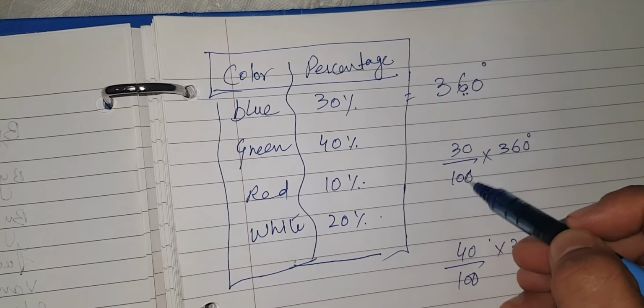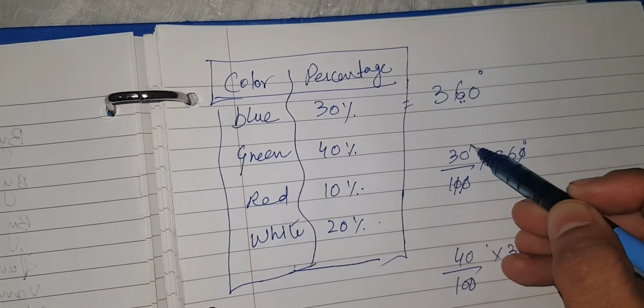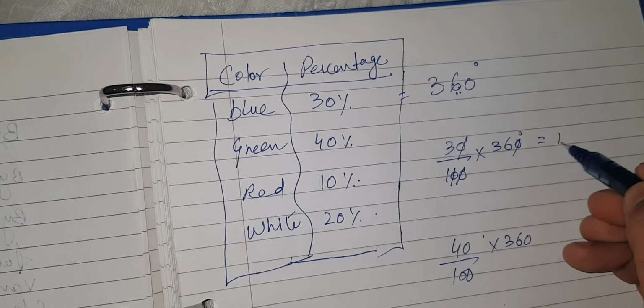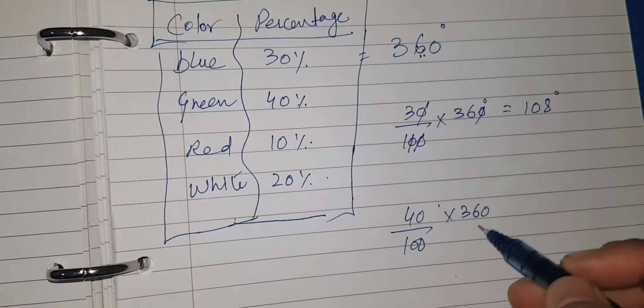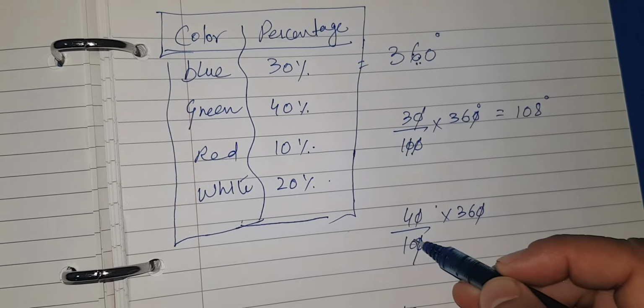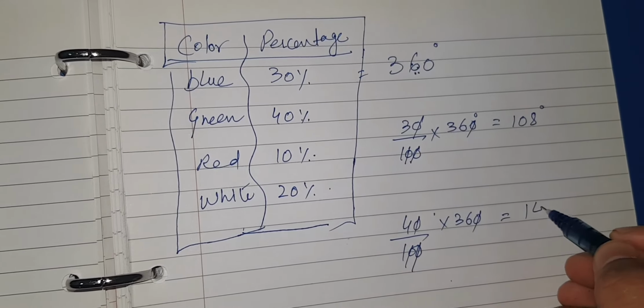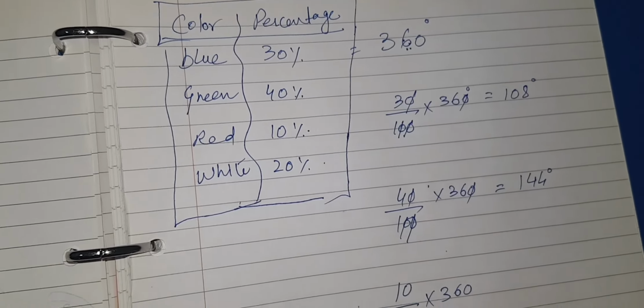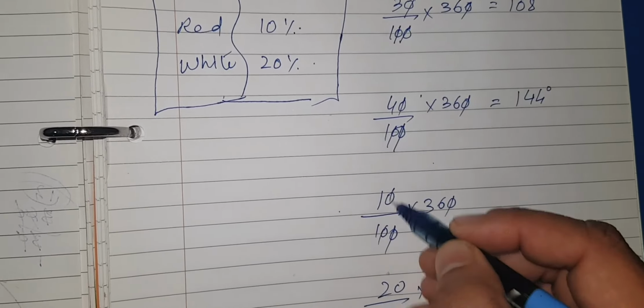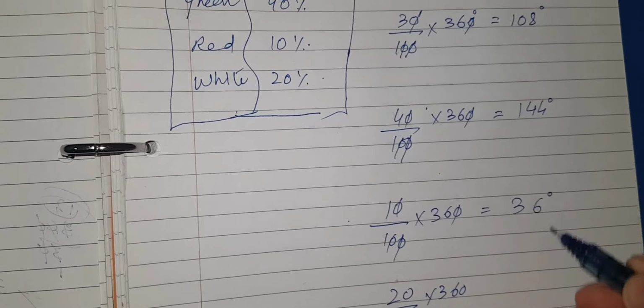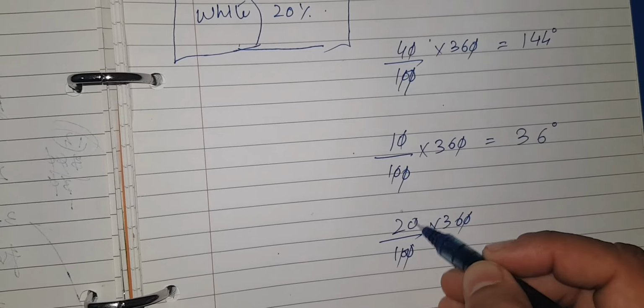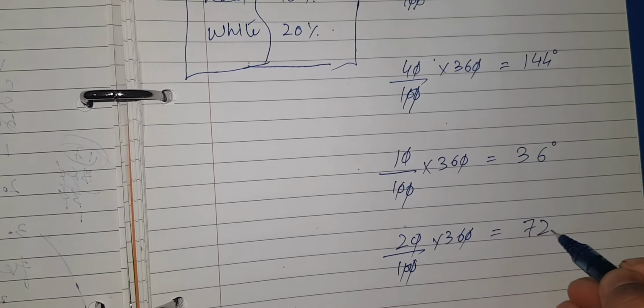Now cancel this 0, this 0, this 0 with this 0. 36 times 3 is 108 degrees. This 0 with this 0, this 0 with this 0. This is 144 degrees. This 0 with this 0 with this 0 is 36 degrees, and this with this is 72 degrees.